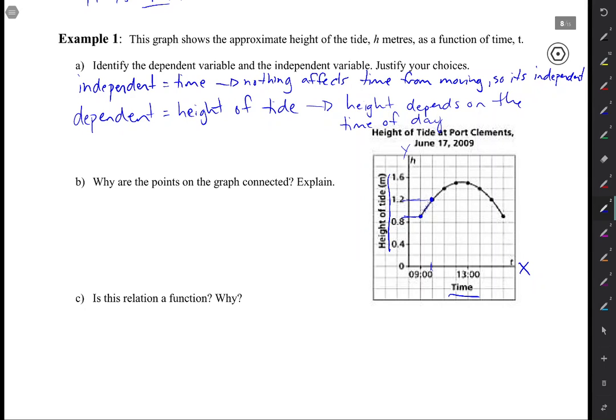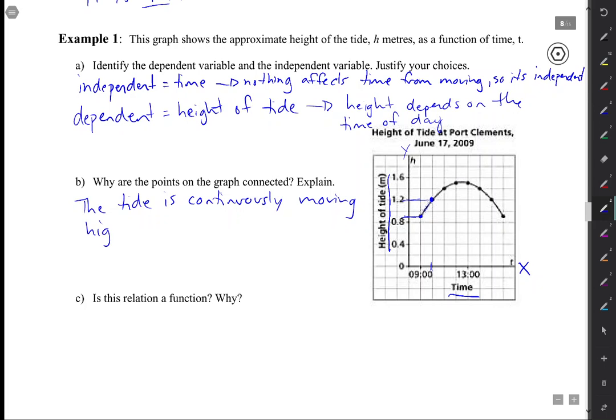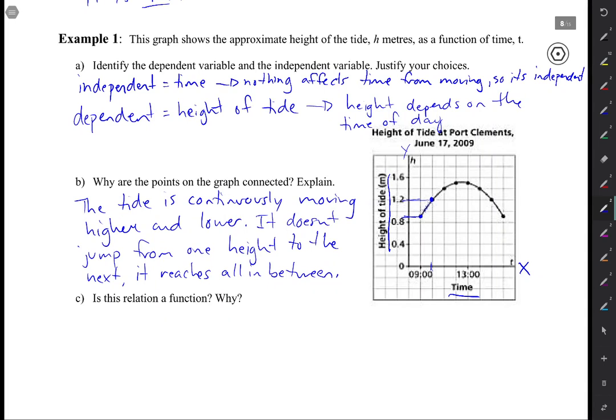So we're going to say that the tide is continuously moving higher and lower. It doesn't jump from one height to another. It reaches all in between. So you could state this in a bunch of different ways. This is just one way to state it. As long as you somehow portray to me that you understand that the graph is going to hit all of these points in between these big points on the graph.